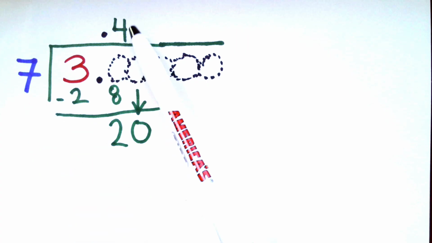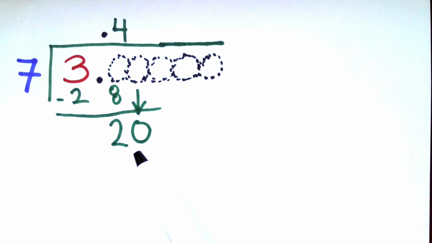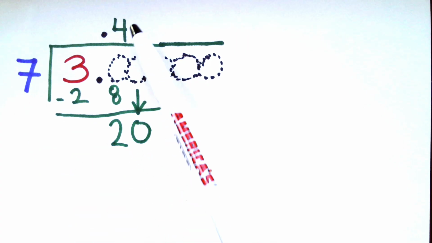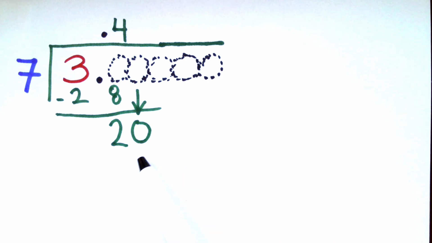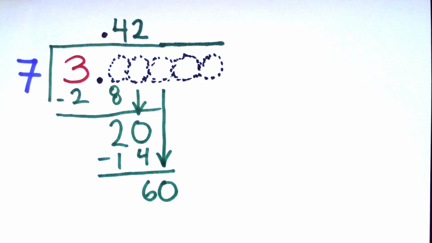So 7 times what number gets me closest to 20 without going over? I know 7 times 3 would be 21, and 21 is larger than 20, so that will not work. What about 7 times 2? What is the product of 7 times 2, and what are you going to do with that product? You're absolutely right. I knew you could do it. 7 times 2 is 14. So I subtract the 14 from the target of 20. 20 minus 14 gives me 6. I bring down my 0 value. That turns the 6 into a 60.